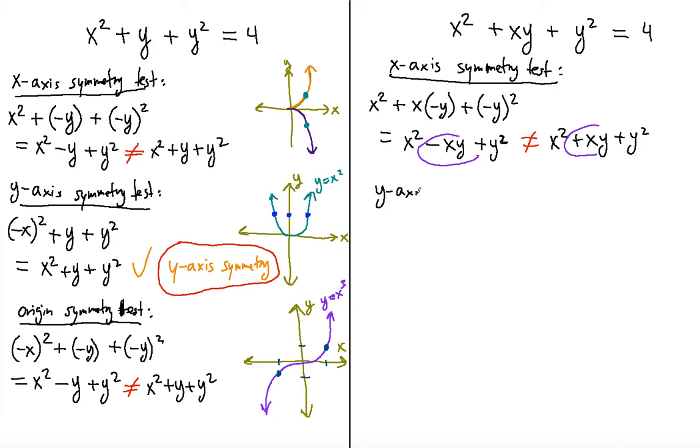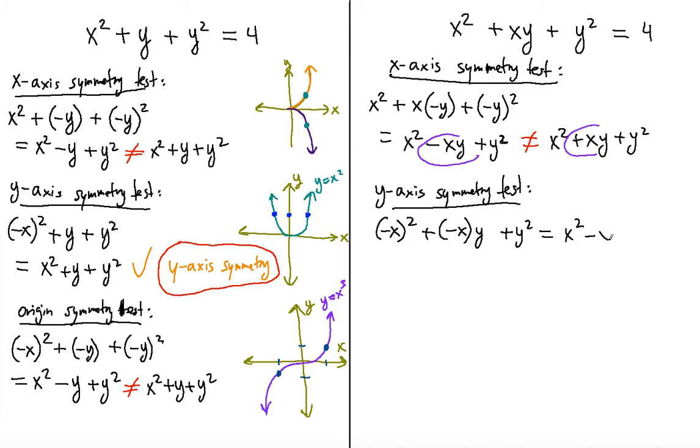What about y-axis symmetry? The y-axis symmetry test will require you to negate the x's and see if you get the same equation. Like that. This equals x squared minus xy plus y squared. As you can see, again, this does not equal the original left side, x squared plus xy plus y squared. Simply because, compare these two. There's a minus and there's a plus coefficient, right? No y-axis symmetry for the graph of this equation.